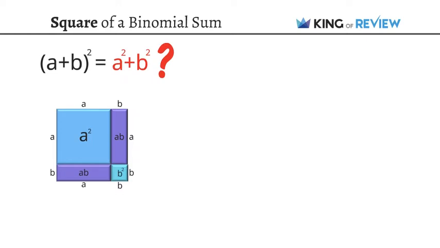Okay, now I want to find the area of this whole square. To find the area, we need to find the length of each side. Okay, the length of this side would be A plus B. Understand? And this side also A plus B. So the area of this whole square is A plus B squared. Right.